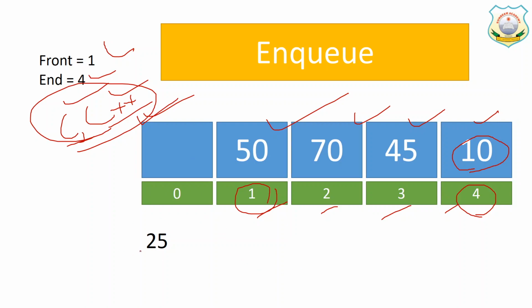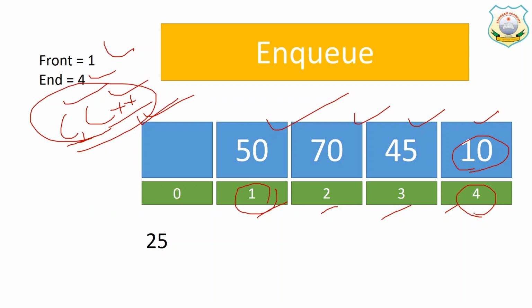So right now this is the situation. Front is pointing to 1, that is the first item in the list or in the queue, and the end is pointing to index value 4, and that's the last item. As far as this example is concerned, we are taking the capacity as 5 items, so we can feed 5 items in the list.